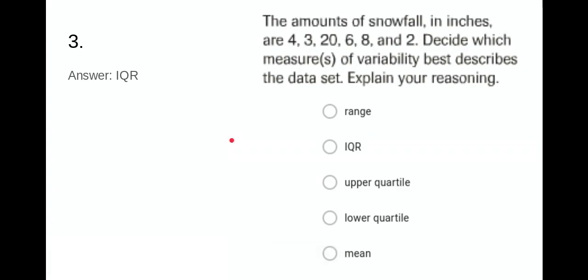Now you notice I didn't do any work here. I'm going to tell you why. Your answer is IQR, and I know it's IQR without doing any work because I see this 20 and I see the rest of the numbers. The rest of the numbers are clustered pretty tight together. Your lowest number is 2. Your highest number in the cluster is 8. And then you have this big 20.